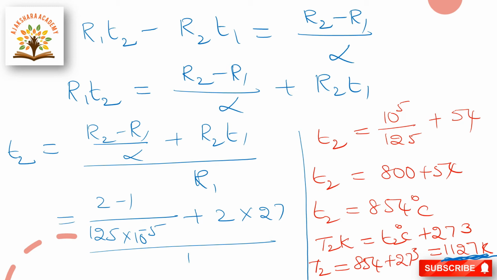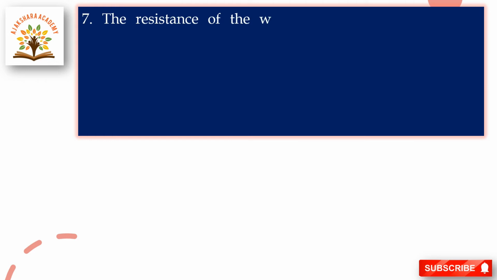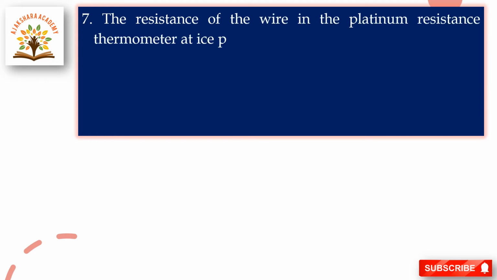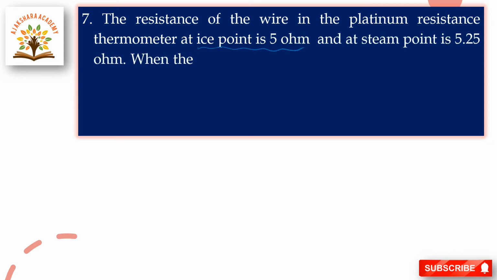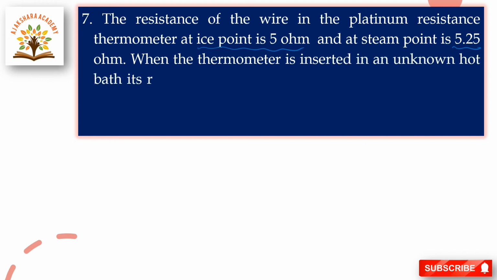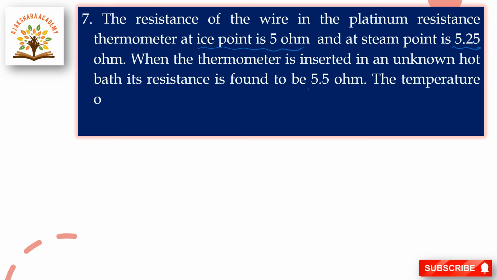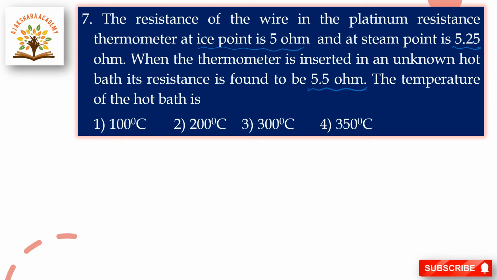Okay. Next we will go to the next question. The resistance of the wire in the platinum resistance thermometer at ice point is 5 ohms and at steam point is 5.25 ohms. When the thermometer is inserted in an unknown hot bath, its resistance is found to be 5.5 ohms. The temperature of the hot bath is. Now we have to calculate the temperature of the hot bath. Let us go to the solution.